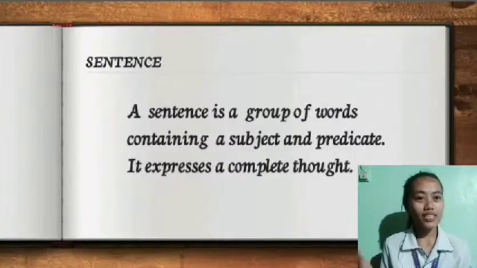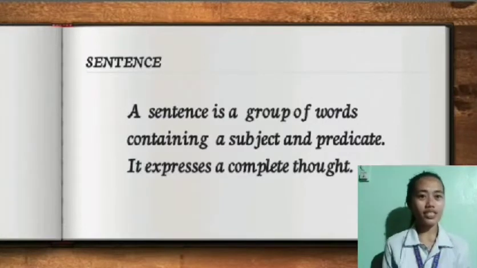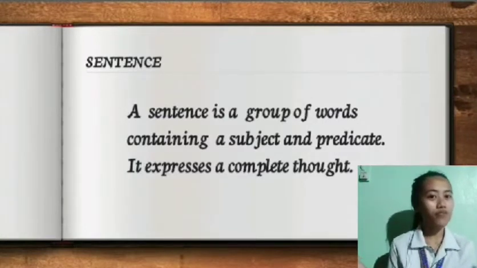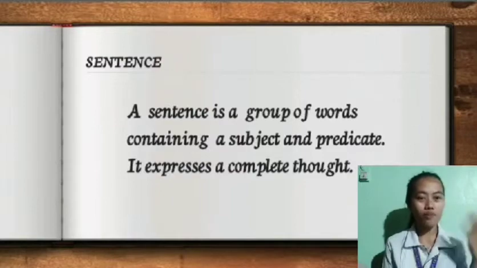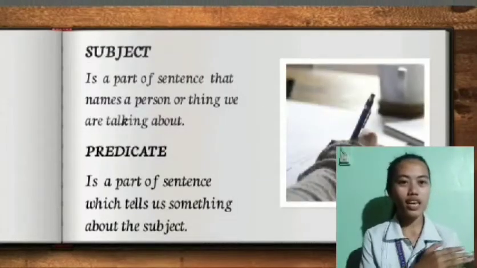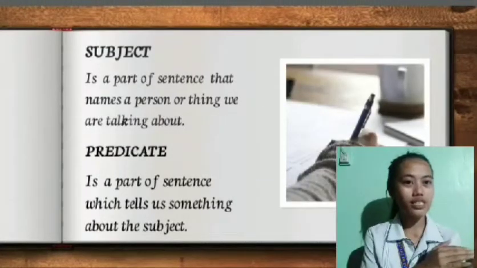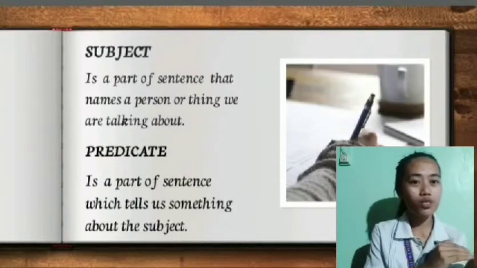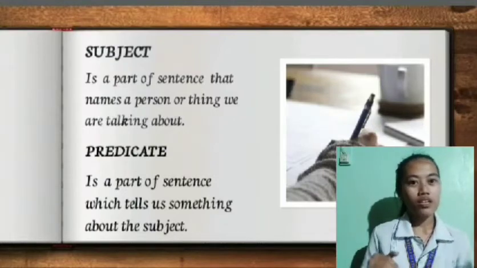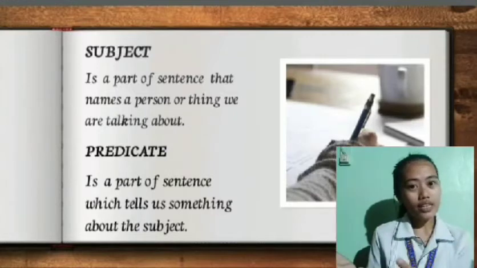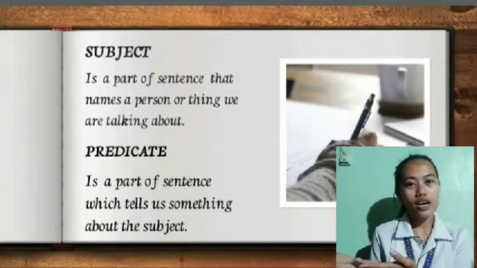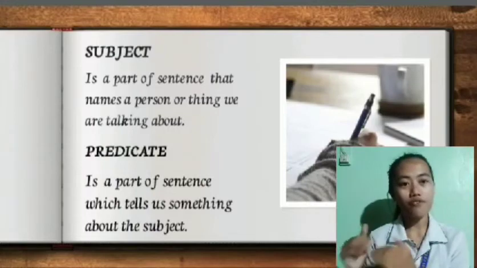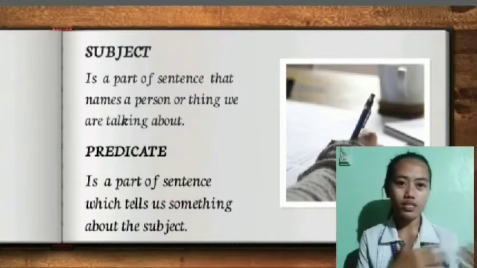So, okay, let's begin. What is a sentence? A sentence is a group of words containing a subject and a predicate. A subject is the focus of the sentence. It is what or who is being referred to in the sentence. And a predicate is a group of words, or it can be a phrase, that tells us something about the subject.